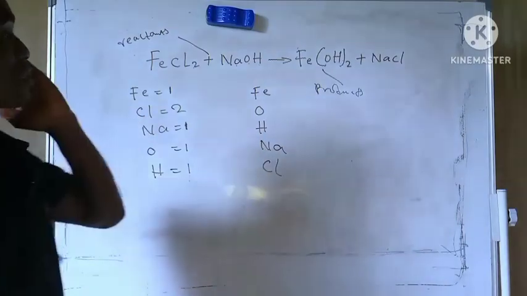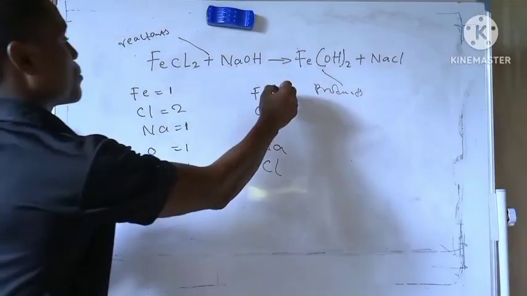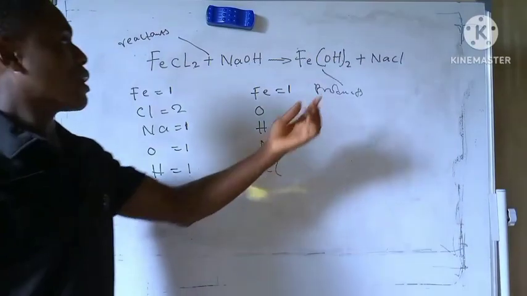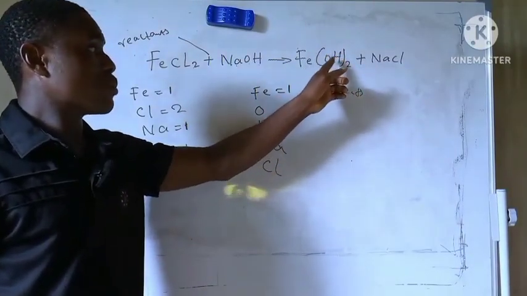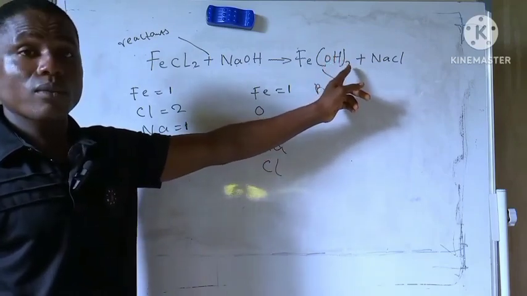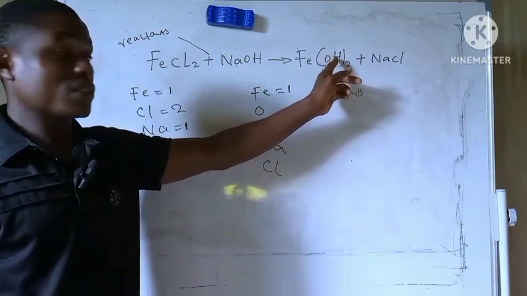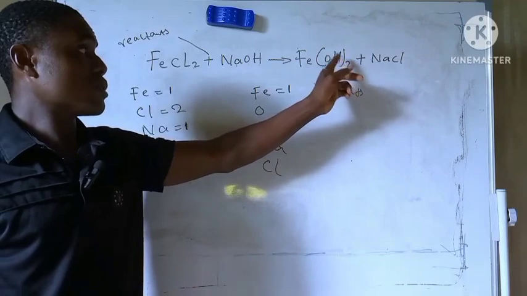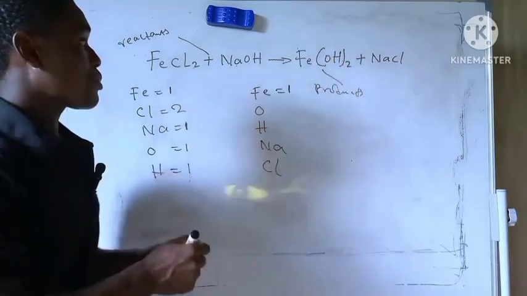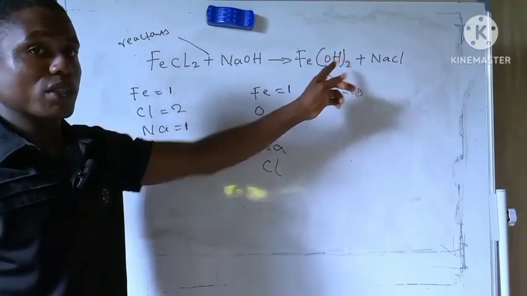So we are done with the left part. Let's come to the right part. On the right, iron is still one. Look at this bracket here. We have a bracket open, which is hydroxide, oxygen and hydrogen, bracket closed, and this subscript here, which is 2. Note that this 2 is affecting both the oxygen and the hydrogen, everything here. So we have 2 atoms of oxygen and 2 atoms of hydrogen.